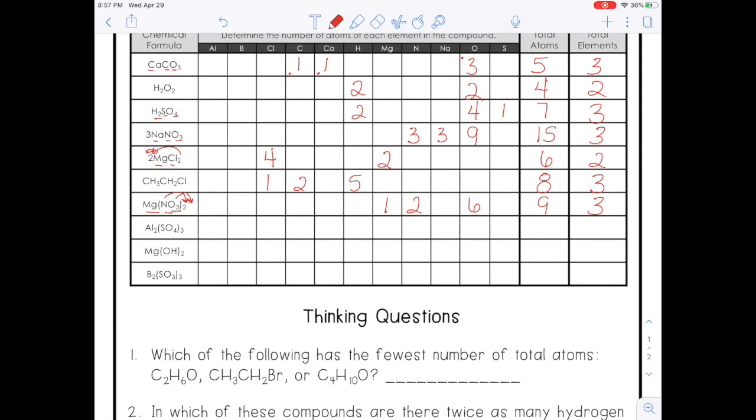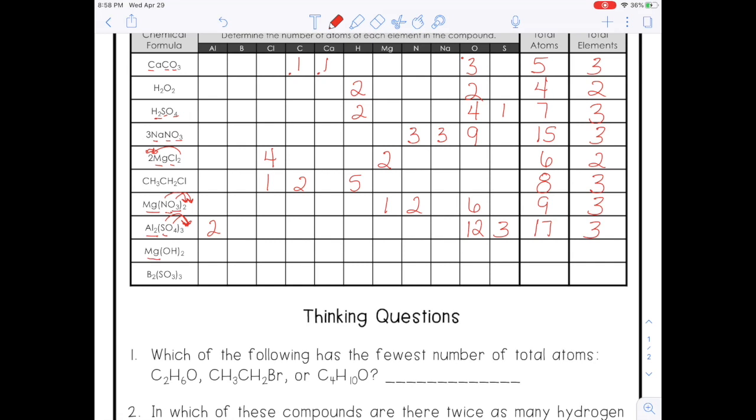Al2SO4 3. Al has 2. S has 1 times 3 is 3. O4 times 3 is 4 times 3 is 12. If I count these all up, 2 plus 12 is 14, plus 3 is 17. And I have 1, 2, 3 total elements in that formula.